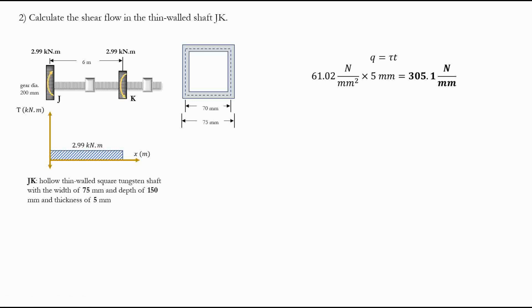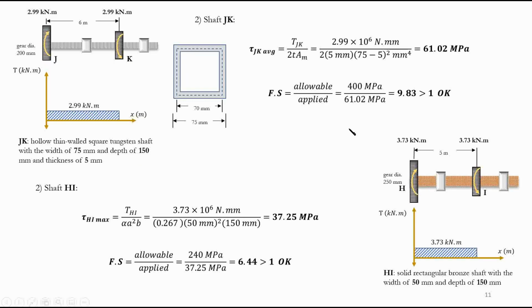The question also talks about calculating the shear flow in the thin wall section. Okay? And we know what is the shear flow. Shear flow is basically the force per unit length. Force per unit length. Or we can say that the shear flow is stress, right? Shear stress multiplied by the thickness, right? That's also another formula for it. So we can say, okay, what was the stress that we found? It was 61.02, right? If you remember in the previous page, here we found 61.02 for the thin wall section, right?